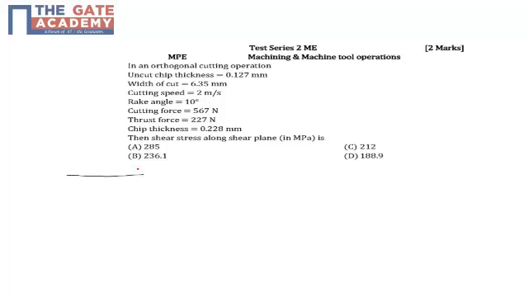Let's discuss a question from machining operations. It's a question on orthogonal cutting where the uncut chip thickness, let's denote it T1, is given as 0.127 mm, and T2, which is given as 0.228 mm, is the chip thickness after cutting, and the rake angle is given as 10 degrees.